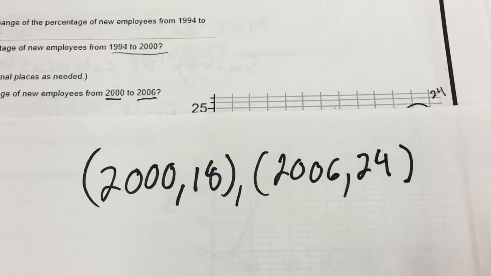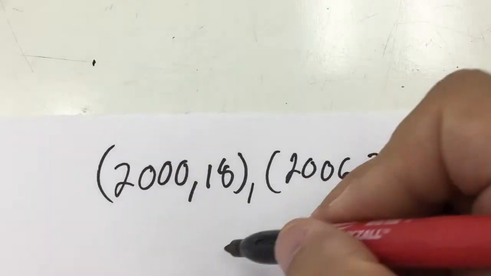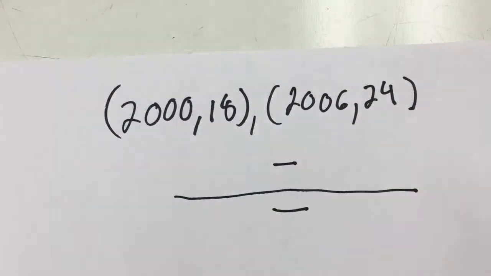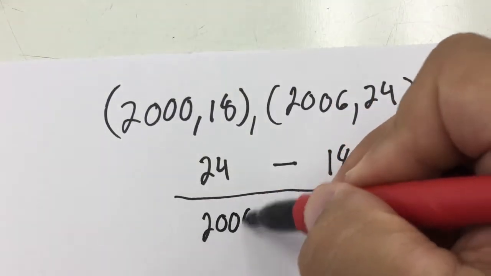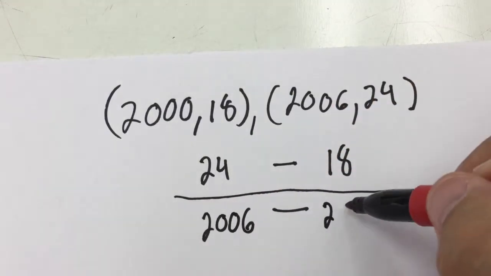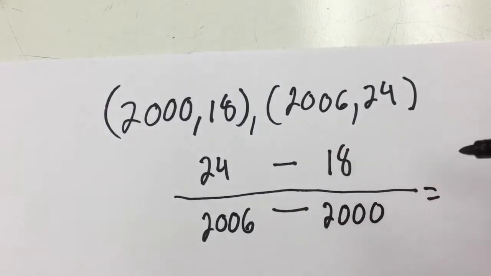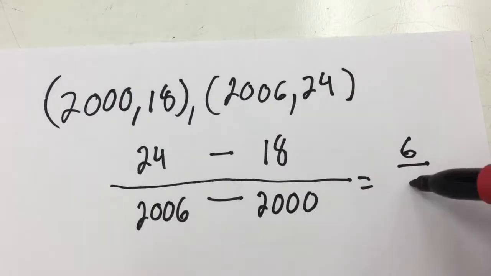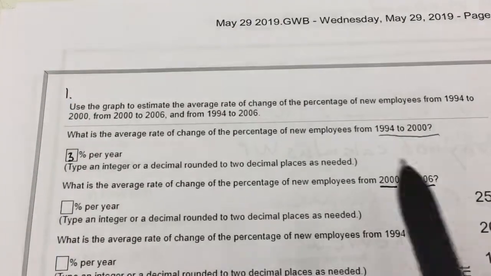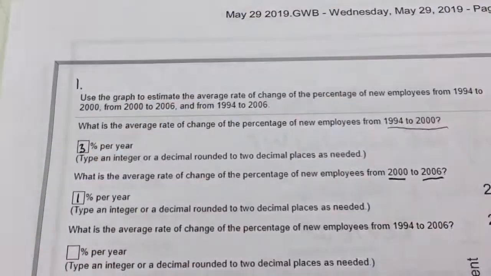The average rate of change is just finding the slope between those two coordinates. So I'm going to set up my slope formula. I'm going to do 24 minus 18 over 2006 minus 2000. And that's going to give me 6 divided by 6, which equals 1. So the average rate of change from 2000 to 2006 was 1%.